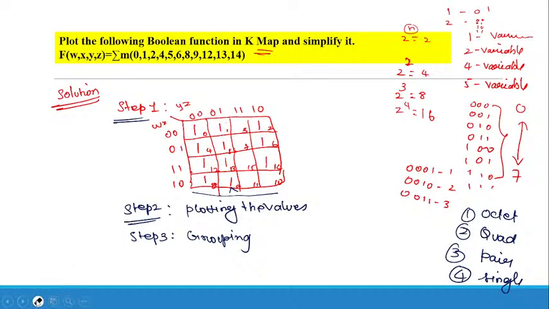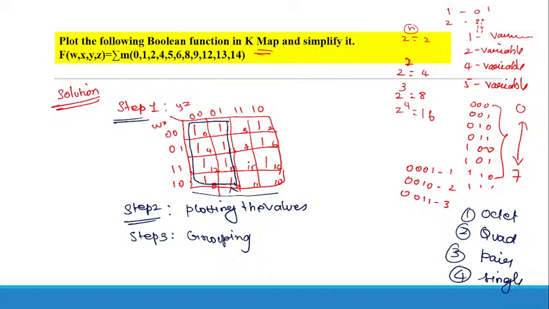So now coming for the grouping. What are the ways of grouping? Always I told you, octet. Are 8 cells together, adjacent? Yes, together it is there. All these 4 cells, all these 4 cells are adjacent and they are together. So I can group an octet. Luckily, in this problem you have an octet.